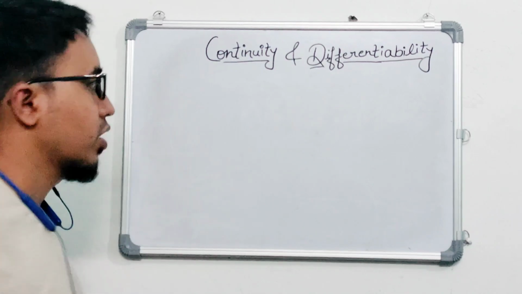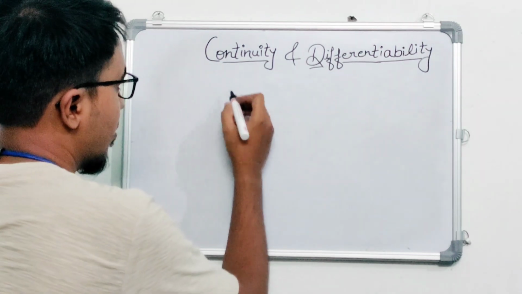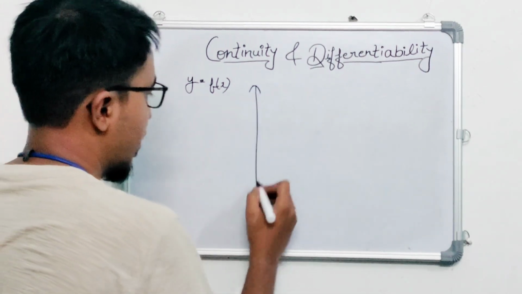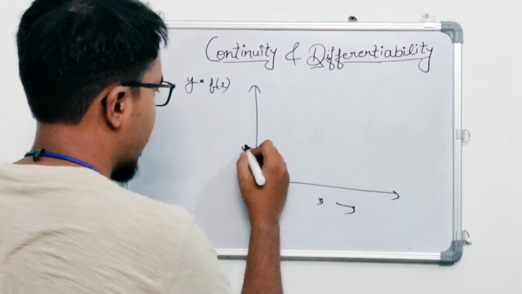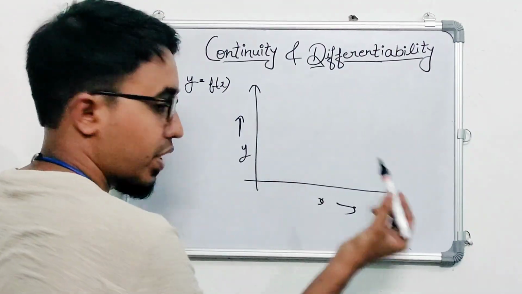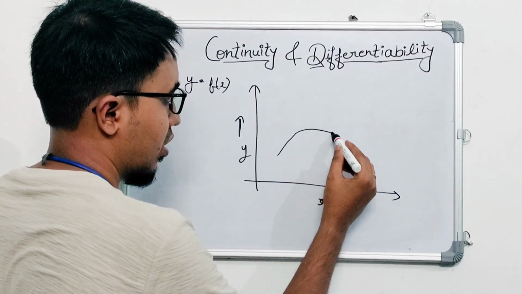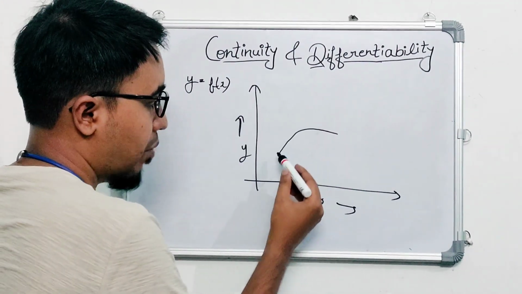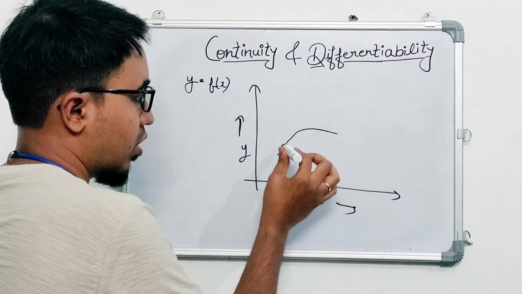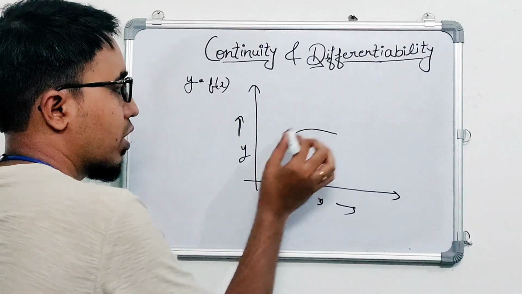So what is continuity? I will explain continuity with the help of a graph. Suppose y equal to f(x) is a function, and we have this x-axis and y-axis. Now suppose I am making a graph, just see how I am making it. If I am not losing the contact between this pen and this board, then it will be continuous.